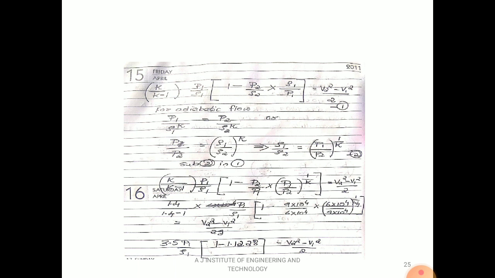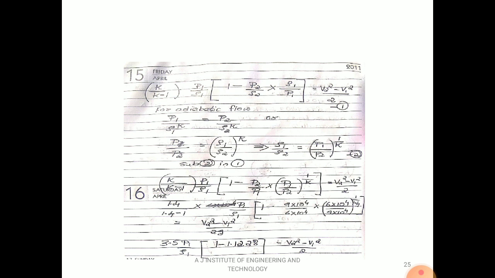So just get an expression for P1 by P2. P1 by P2 equals rho 1 by rho 2 to the power k. From that you can get an expression for rho 1 by rho 2 by taking the power 1 by k. So rho 1 by rho 2 equals P1 by P2 to the power 1 by k. Take that expression as 2.